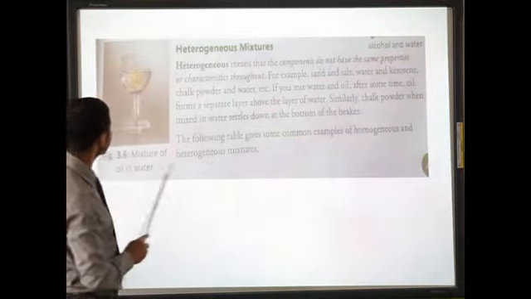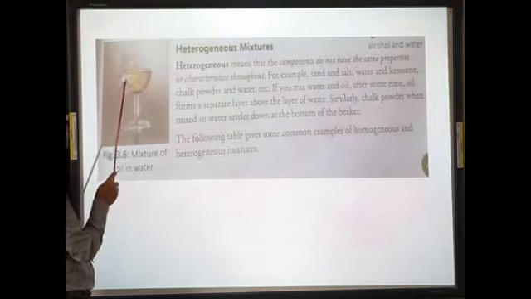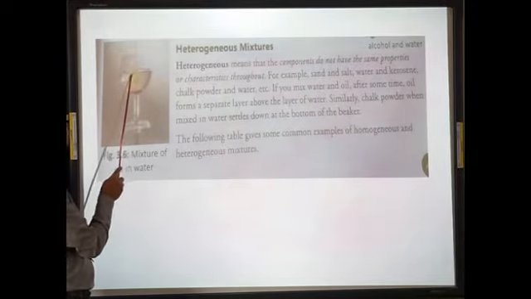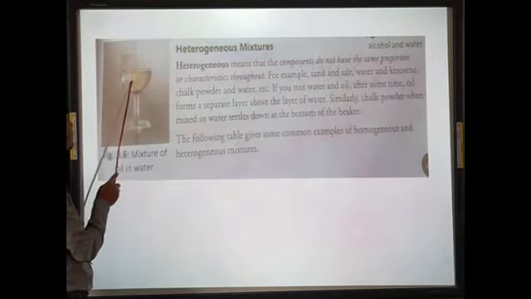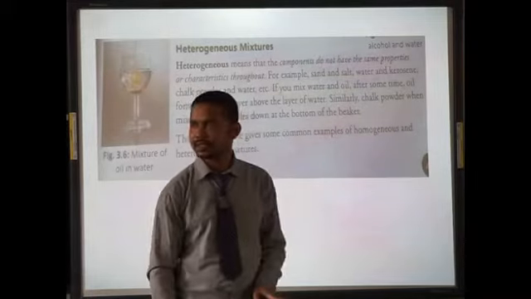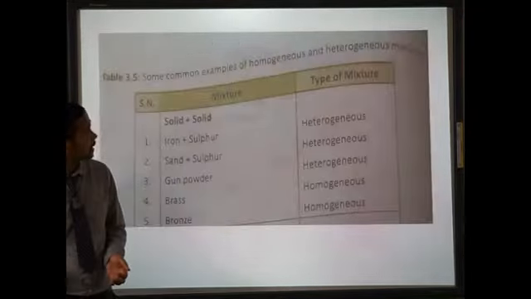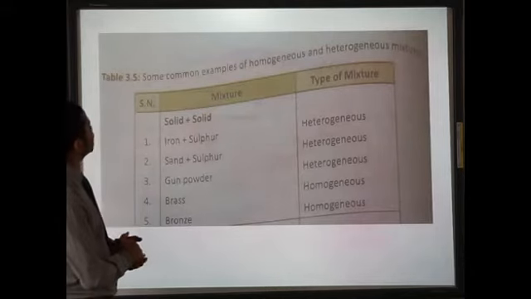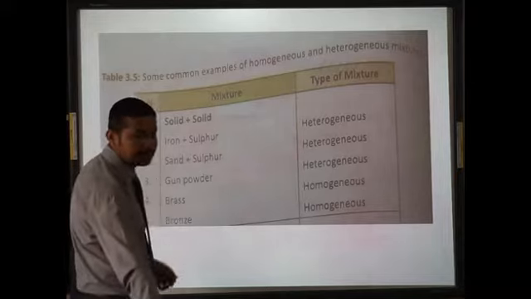Okay. So this is a mixture of oil in water. You can see oil. This is oil. It is not uniformly mixed. It is concentrated over here only. So they will not mix uniformly. They form different layers. Okay? Then some common examples of homogeneous and heterogeneous mixtures.